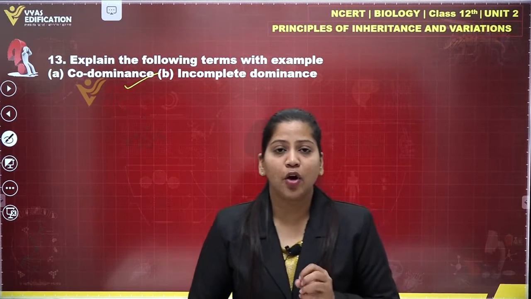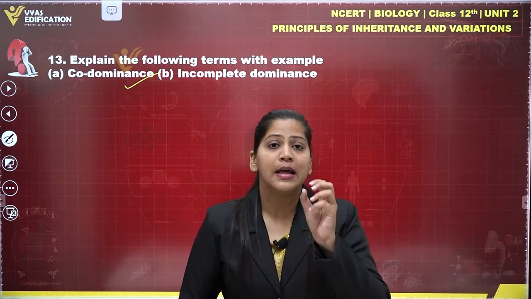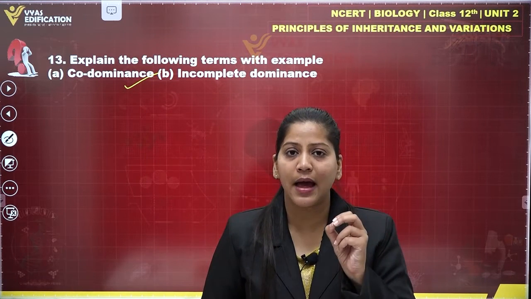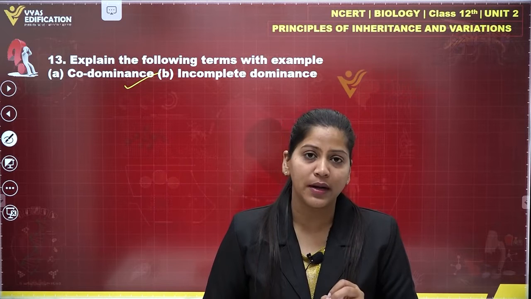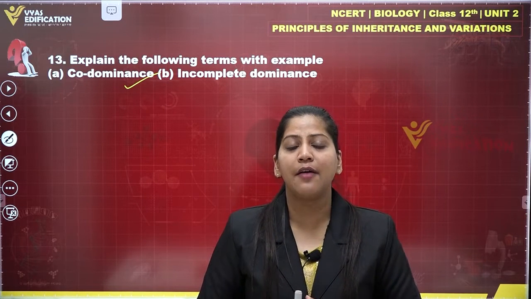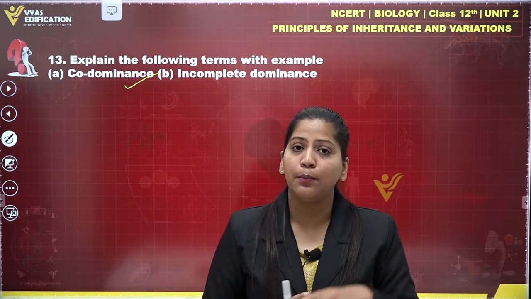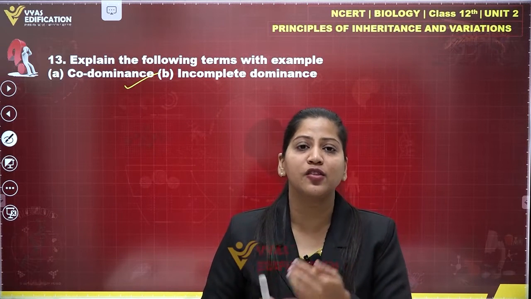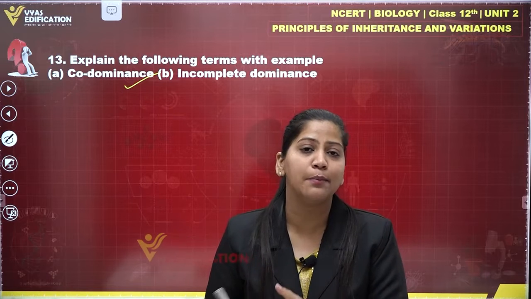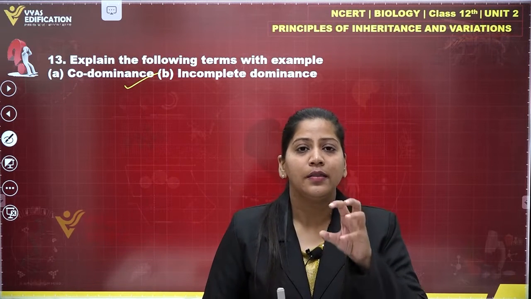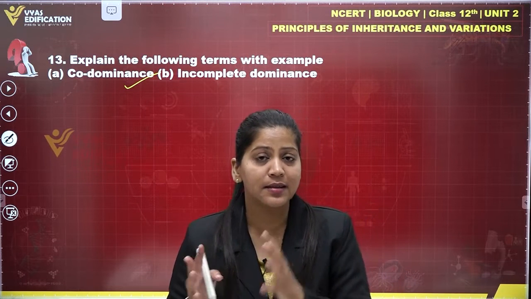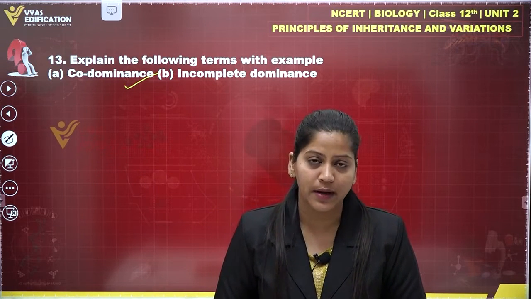If we talk about an example of codominance, the human blood group AB is an example. If an individual has blood group AB, then both the alleles A and B are dominant, and they express themselves together in a hybrid condition. So the blood group in the individual is expressed as AB. This condition is known as codominance.